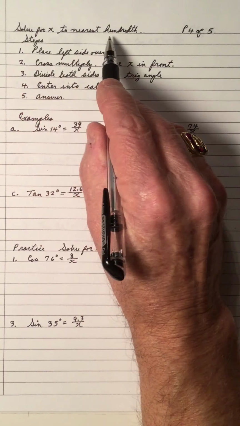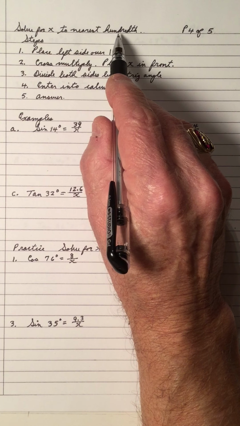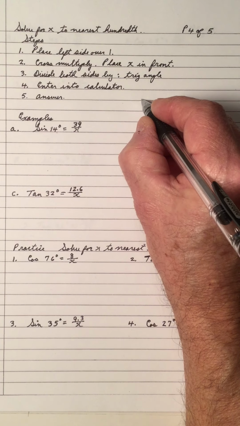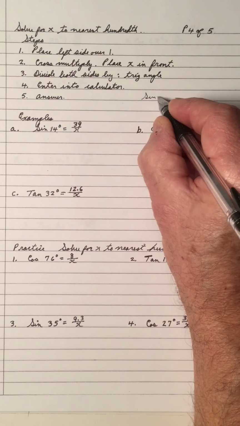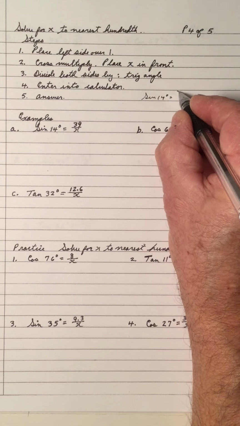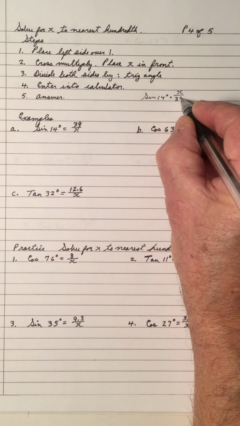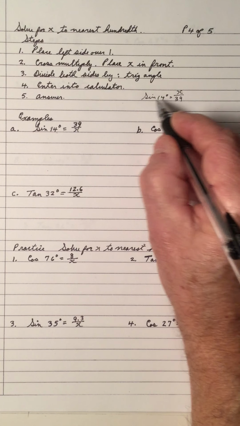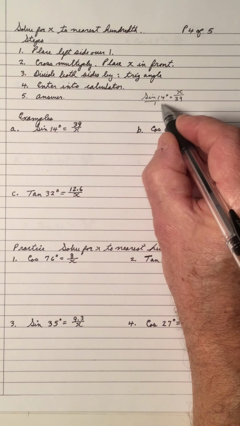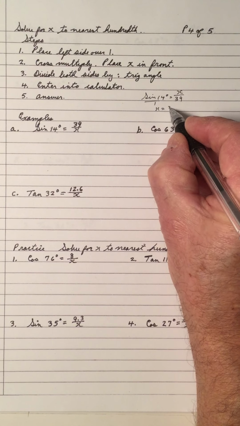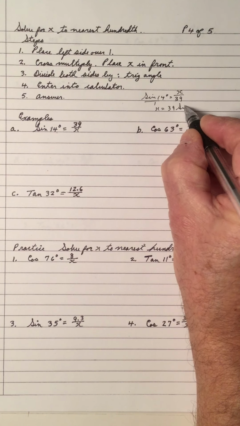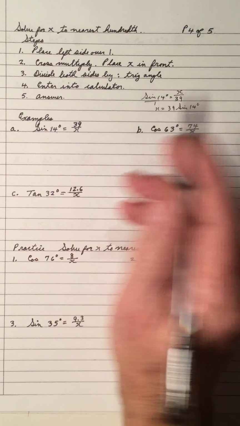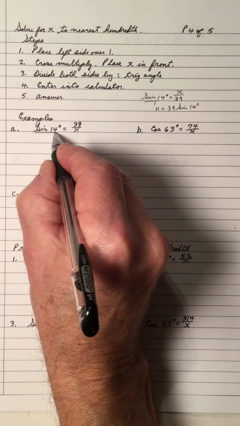It's solve for x to the nearest hundredth. So notice that this time, just then, we had 14 degrees, the x was on top, and the 39 was on the bottom. So when you put it over 1 and cross multiply, you get x equals 39 sine 14. But now the x is on the bottom. But you still put it over 1.